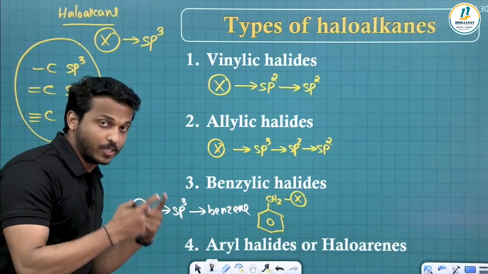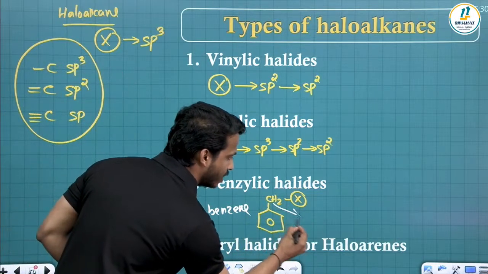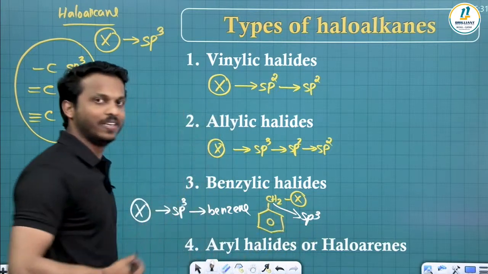Halogen connected to carbon sp3, then it's connected to benzene. See all of you, halogen connected. What is this carbon hybridization? Four single bonds, sp3, then a benzene ring.